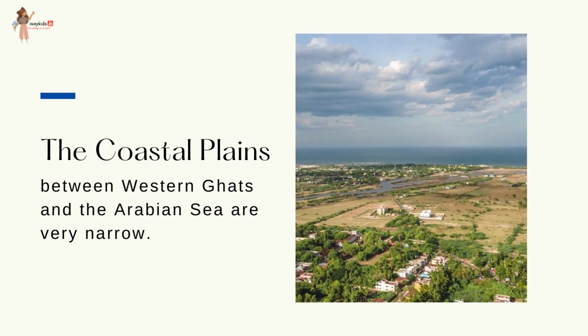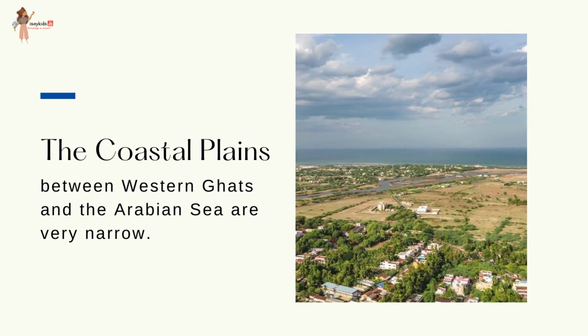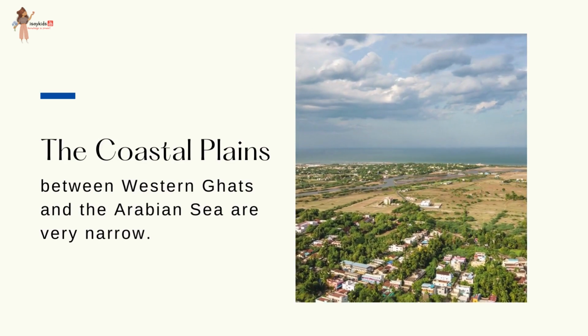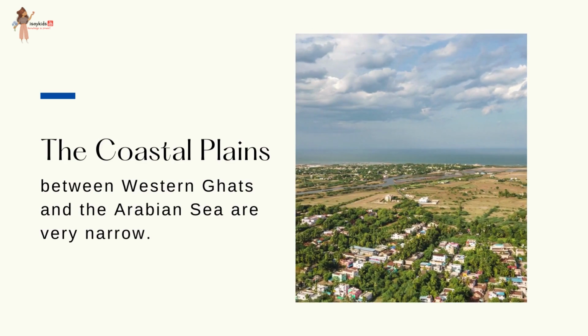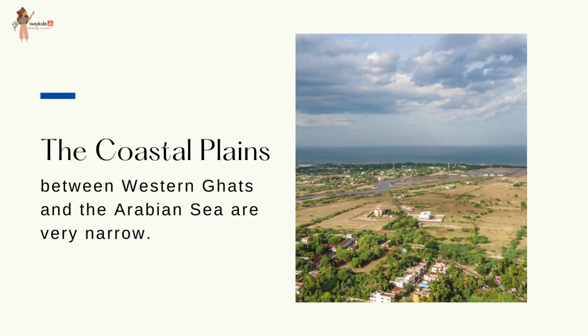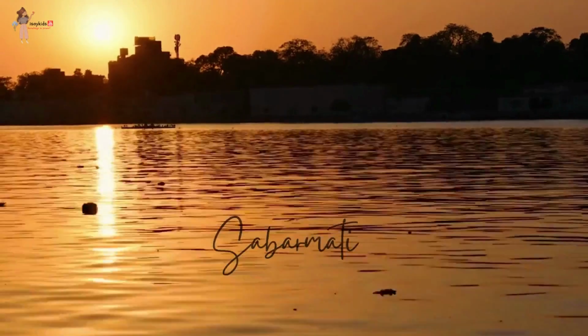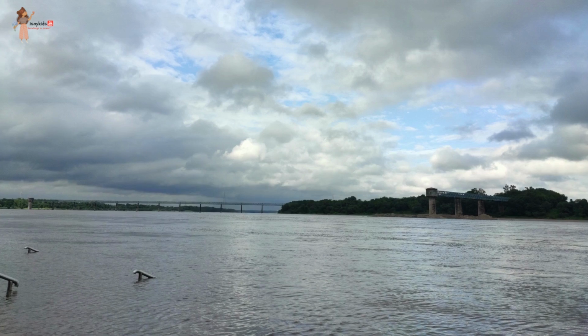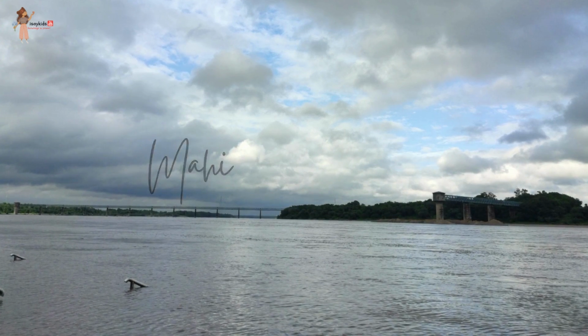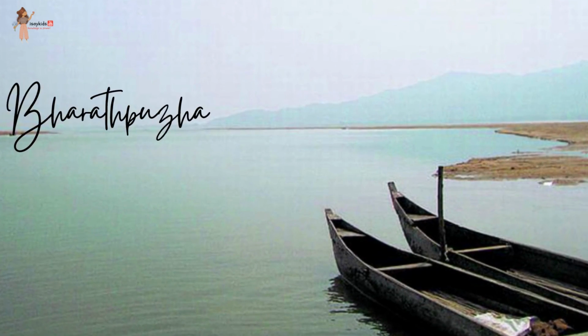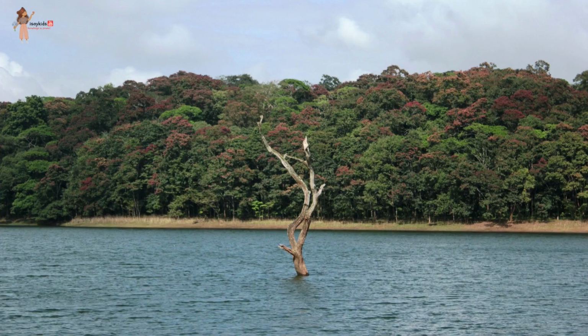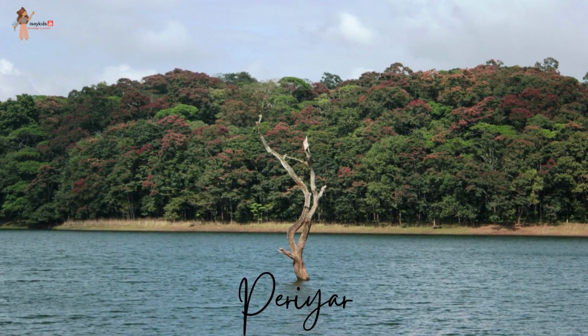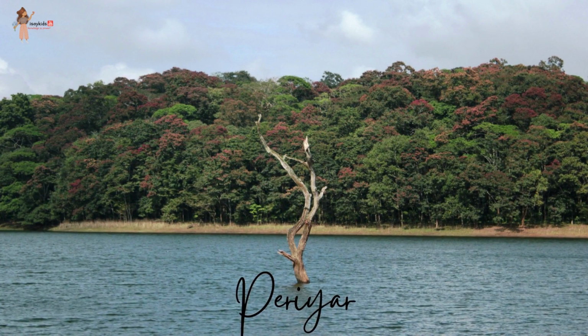The coastal plains between Western Ghats and the Arabian Sea are very narrow. Hence, the coastal rivers are short. The main west-flowing rivers are Sabarmati, Mahi, Bharatpuzha, and Periyar. Let's see where do these rivers drain the water.